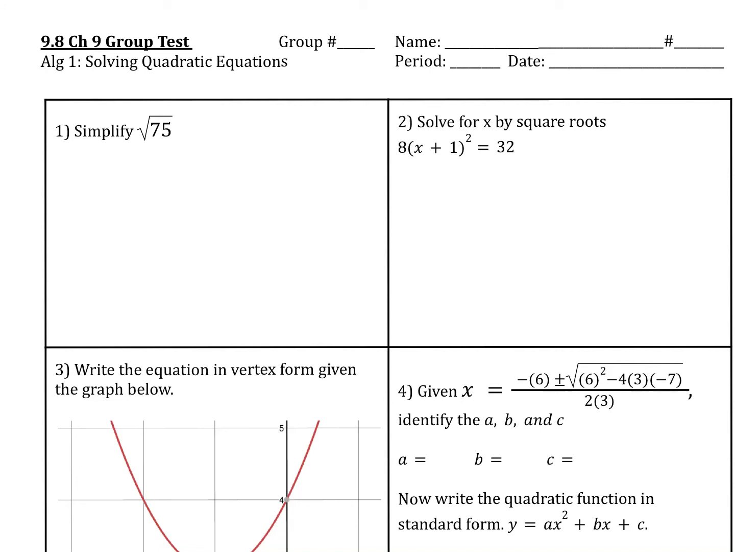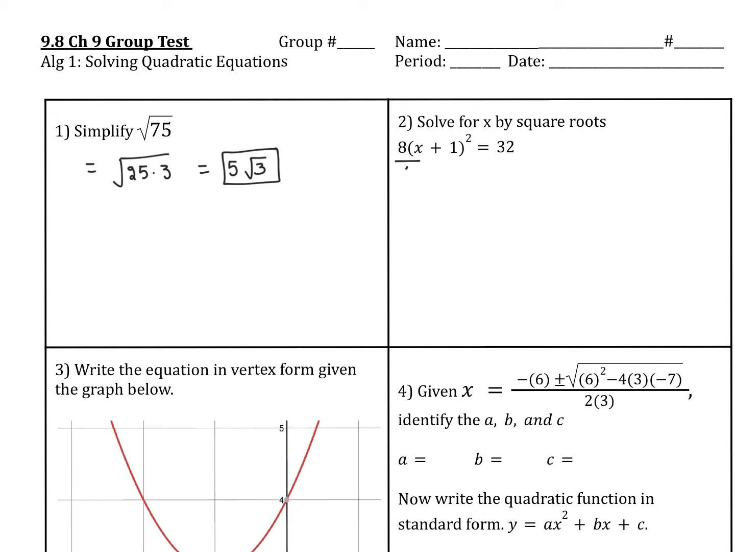Chapter 9.8 Group Test. For number 1, I would break the 75 as 25 times 3. And we have a square root of 25, that is 5. Square root of 3 remains inside. So your answer is 5 square root 3.